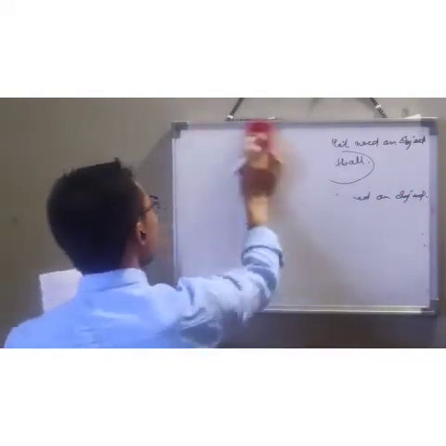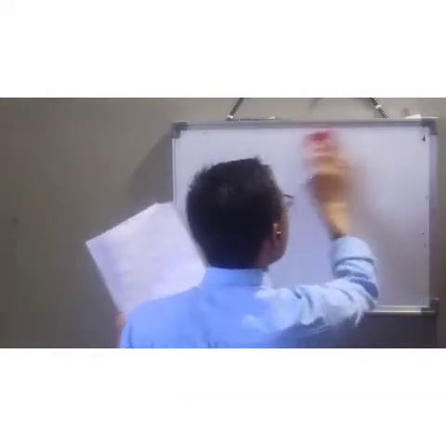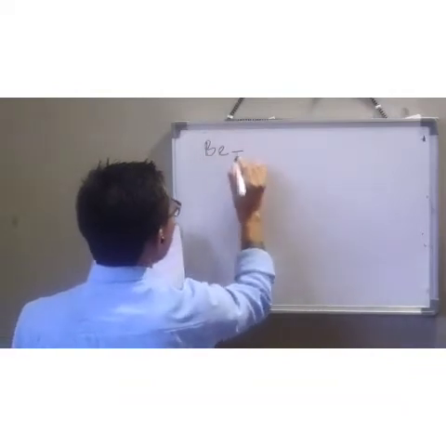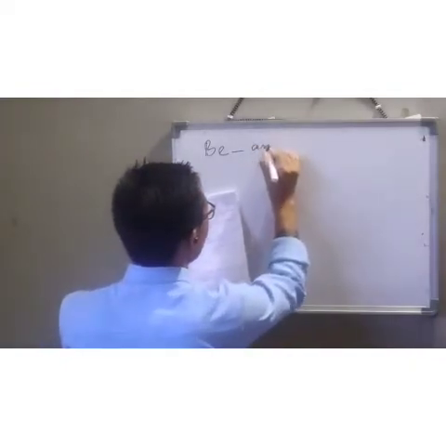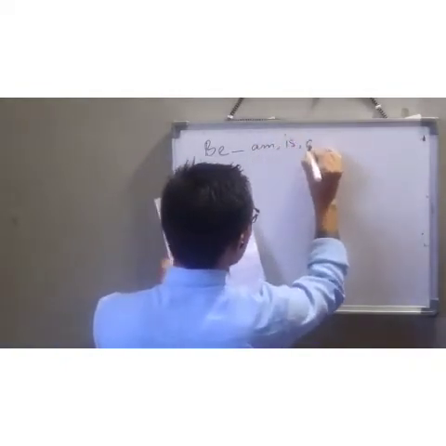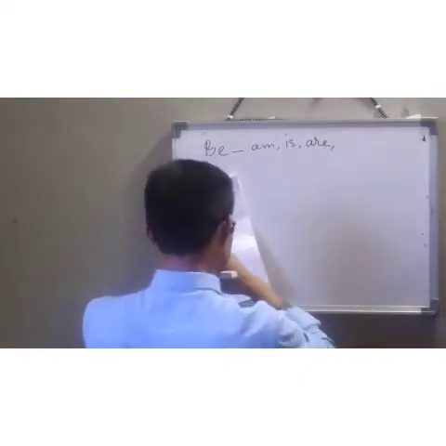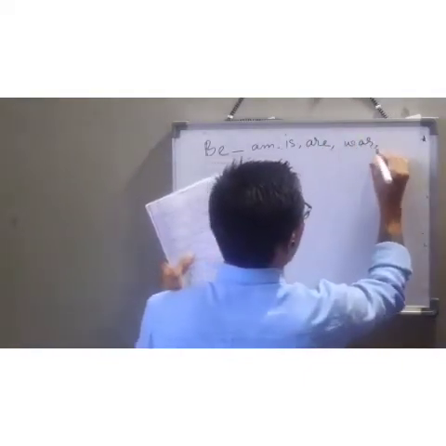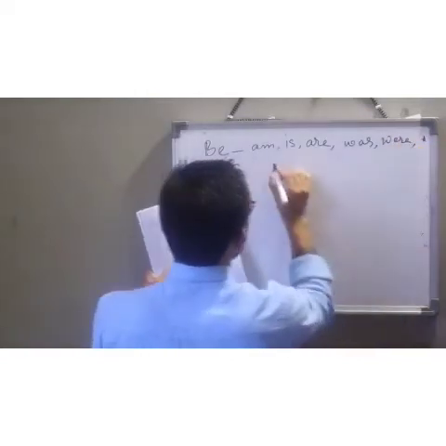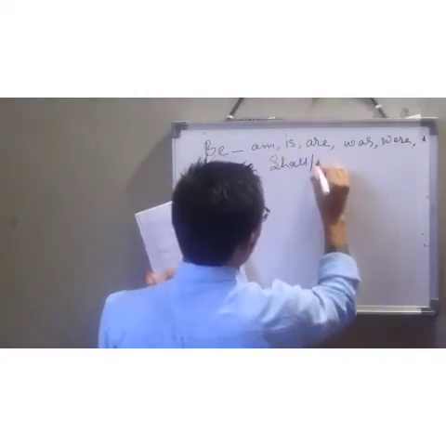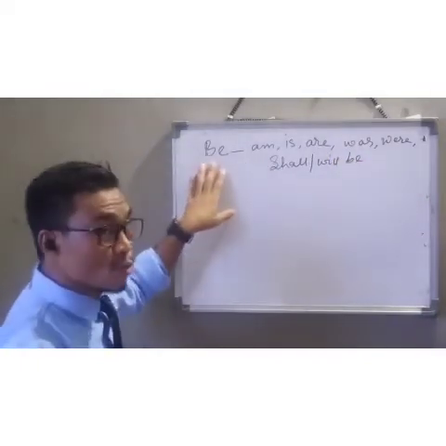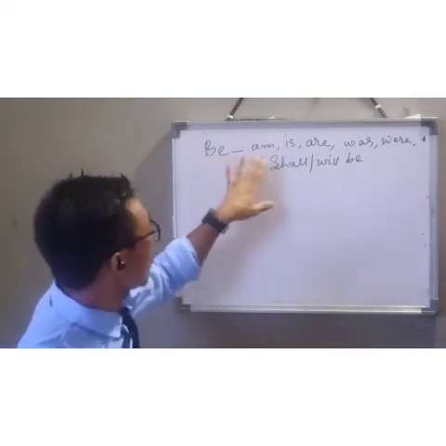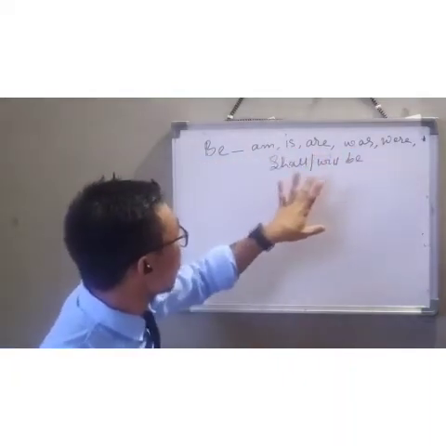Okay, now let us see the next kind of verb. The next kind of verb is a verb with the base form be. Now under this base form be, we have got am, is, are, was, were, shall, and will be. So this is the root form of the verb be, and under it we have got am, is, are, was, were, shall be, will be.